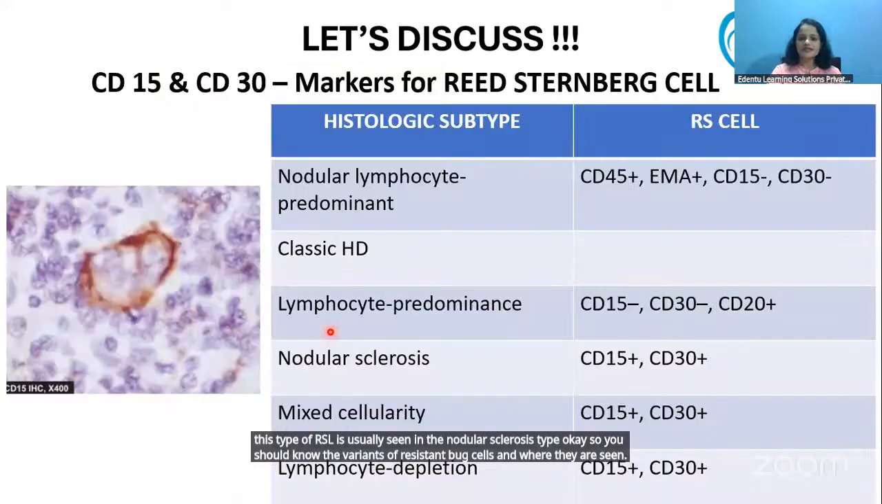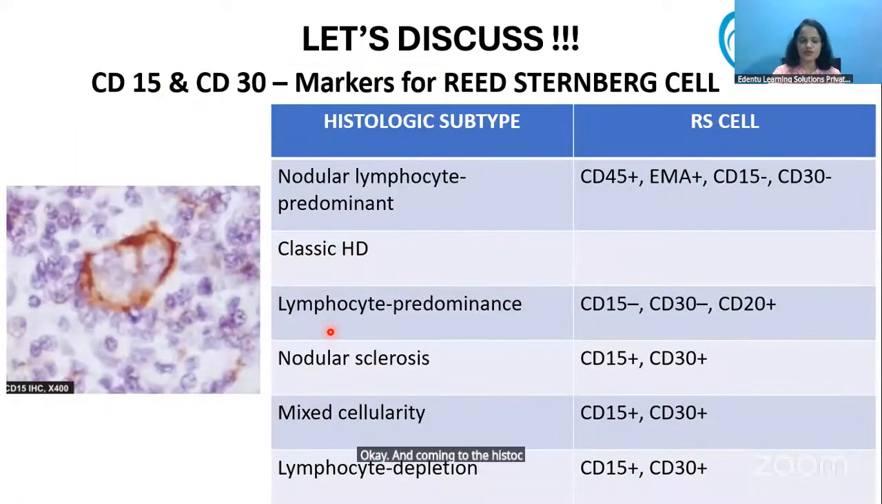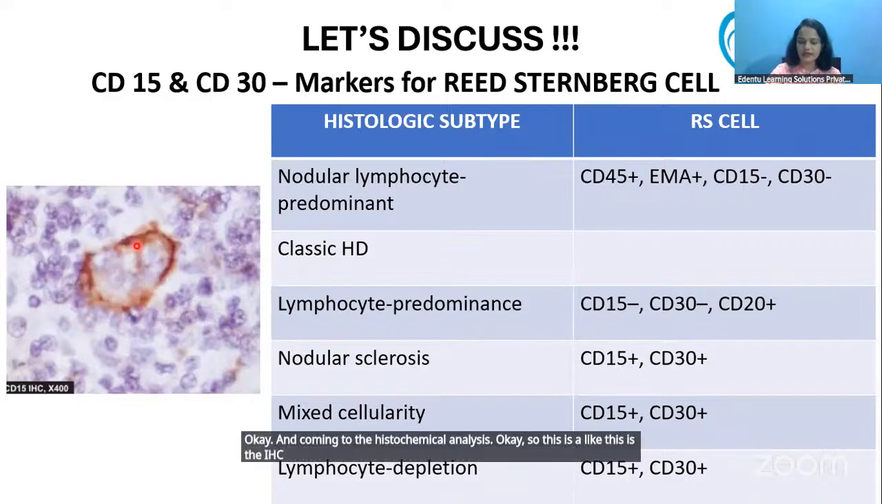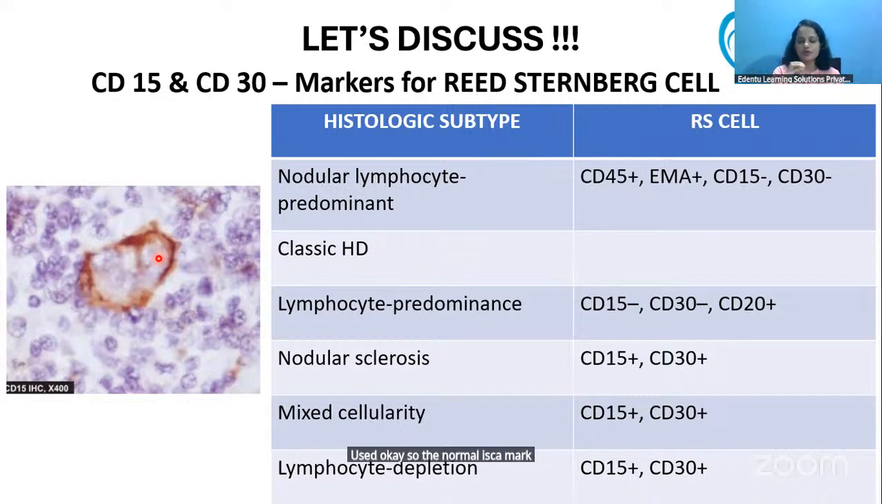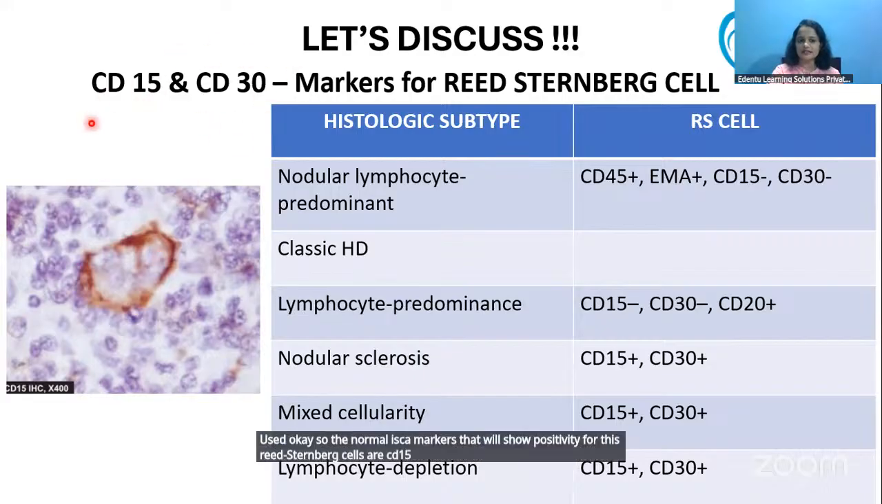And coming to the immunohistochemical analysis, this is the IHC picture after they employed the markers. This brown-colored positivity shows that this particular cell type is positive for the marker that is used. The IHC markers that will show positivity for these Reed-Sternberg cells are CD15 and CD30. Remember it: CD15 and CD30.